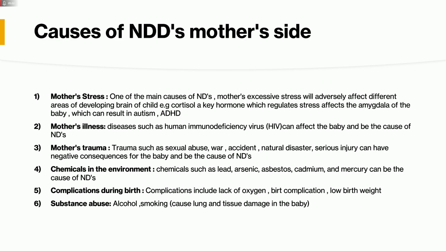When the child is being born, complications such as lack of oxygen, birth complications, and low birth weight can cause neurodevelopmental disorders. Sometimes, when a baby is born with a lack of oxygen, their color turns blue, so we detect that, and we can say that it causes one of the neurodevelopmental disorders later. And lastly, substance abuse. The mother's alcohol use can cause these disorders, and smoking, especially, can cause lung and tissue damage in the baby, which can then later develop into a neurodevelopmental disorder.